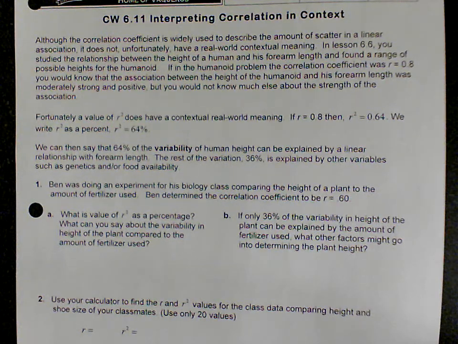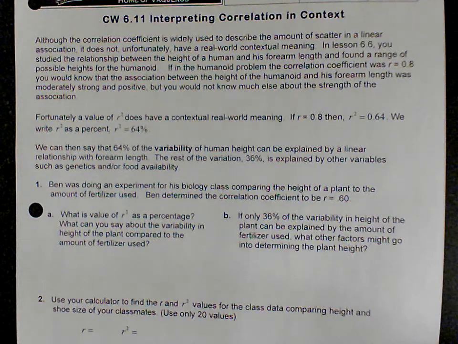All right, so question number 1. Ben was doing an experiment for his biology class, comparing the height of a plant to the amount of fertilizer used. Ben determined the correlation coefficient to be r equals 0.60. So question A, what is the value of r squared as a percentage? What can you say about the variability in the height of the plant compared to the amount of fertilizer used?